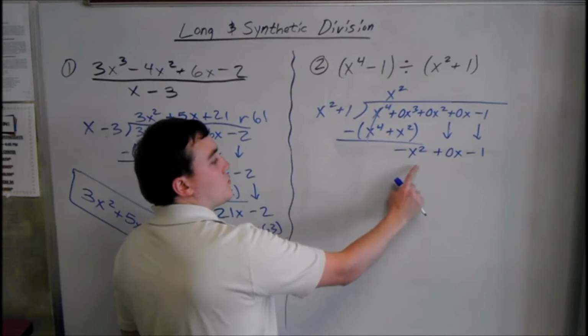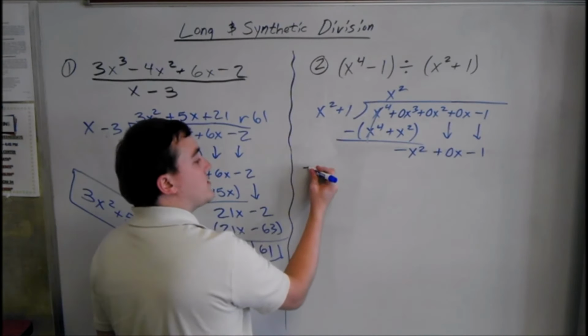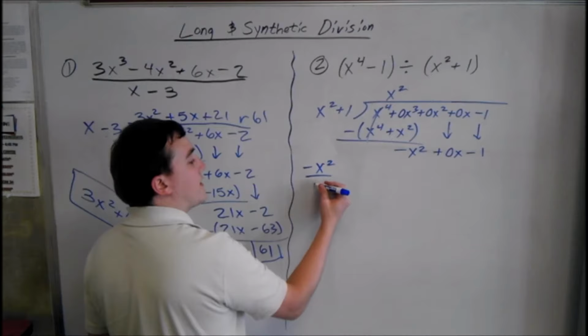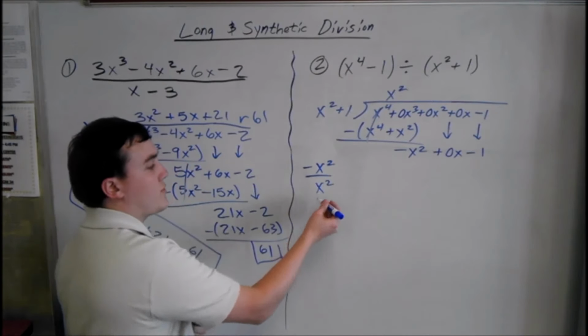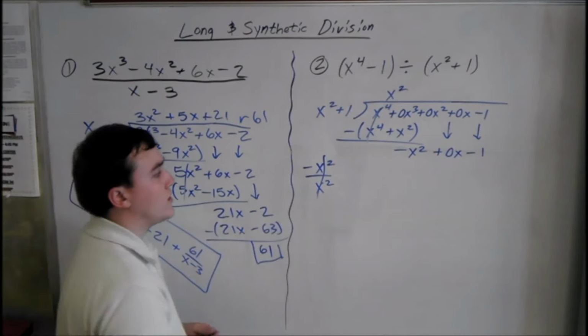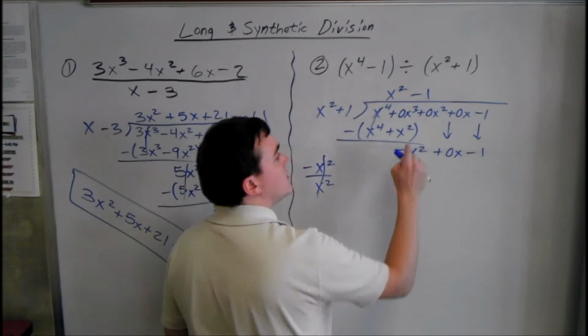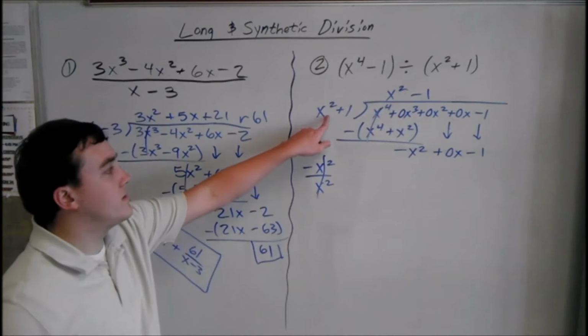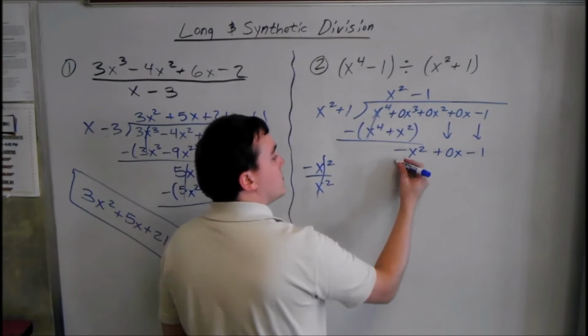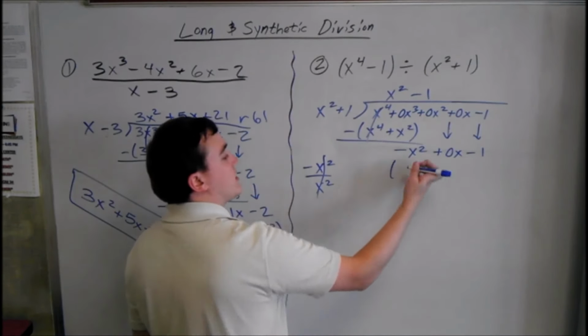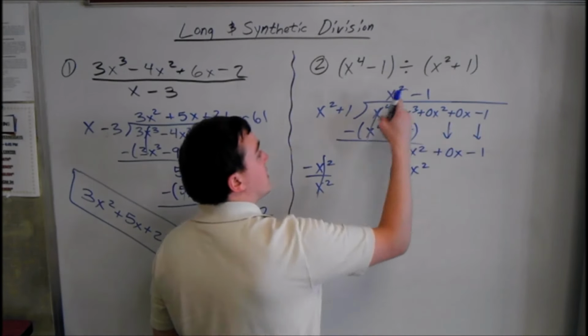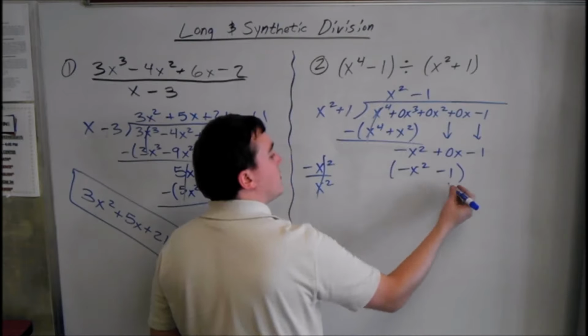How many times is x squared going to negative x squared? Well, let's see. Negative x squared divided by x squared. X squared divided by itself is 1, so really we just have negative 1. So x squared minus 1. And we multiply the negative 1 with x squared plus 1. So we get negative 1 times x squared, negative x squared. Negative 1 times 1 is negative 1. And we're subtracting.